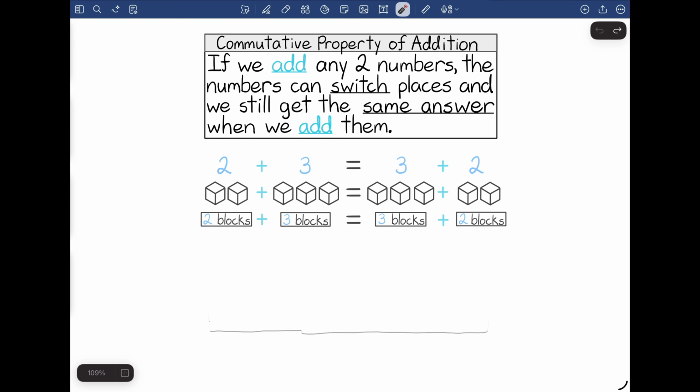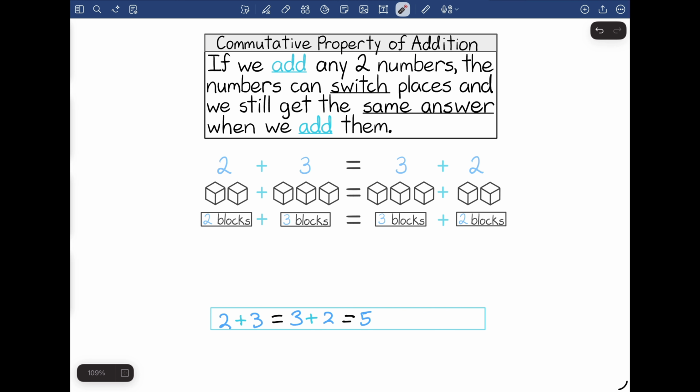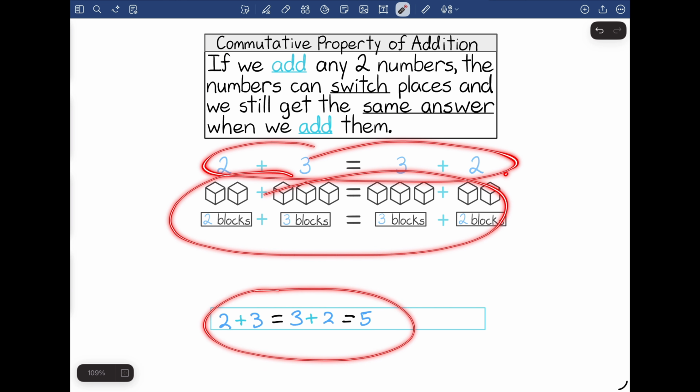Alright, so we could also write this with its answer. So we could write this as 2 plus 3 equals 3 plus 2 equals 5. So these are different ways we could write down the commutative property of addition.